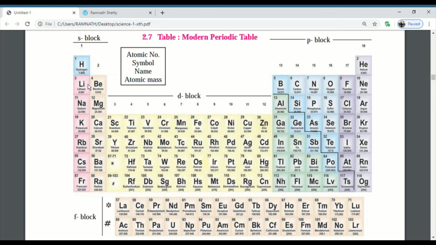So all these points are very important while writing the structure of the modern periodic table.